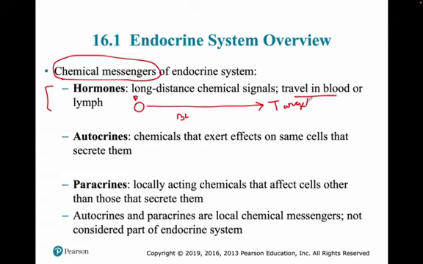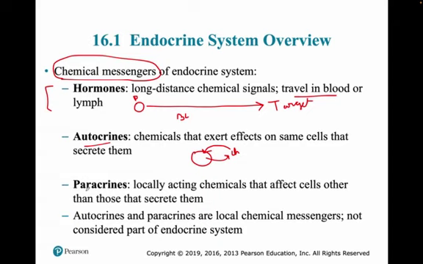But we also have two other kinds of systems which are not exactly the endocrine system, but we should know about them. For example, the autocrine system. Here also we create certain kinds of chemicals, but whichever cell is producing these chemicals, they create an effect on the same cell. So that's why it's called autocrine.